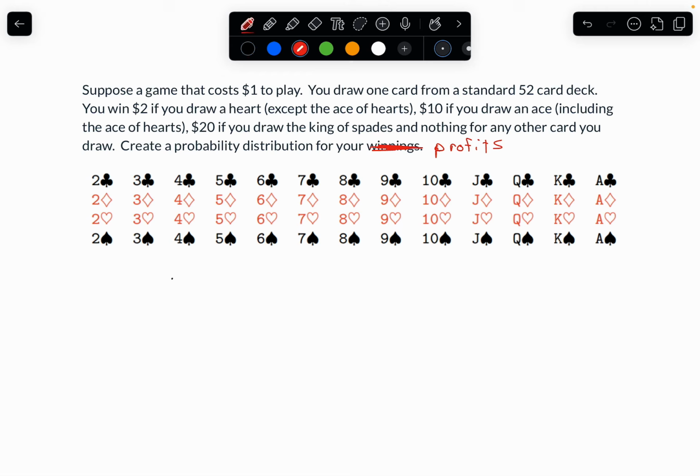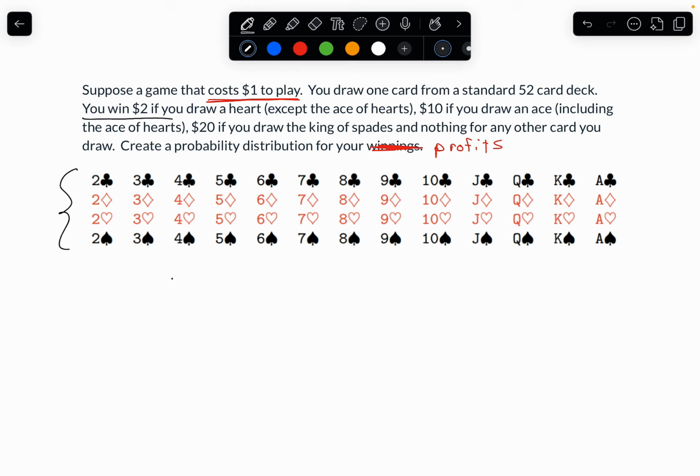So suppose that we have a game that costs $1 to play. That's going to be important for us down the line. You draw one card from a standard 52 card deck. Now I have all of the cards from a 52 card deck right here. We can use that if we're not totally familiar with a deck of cards.